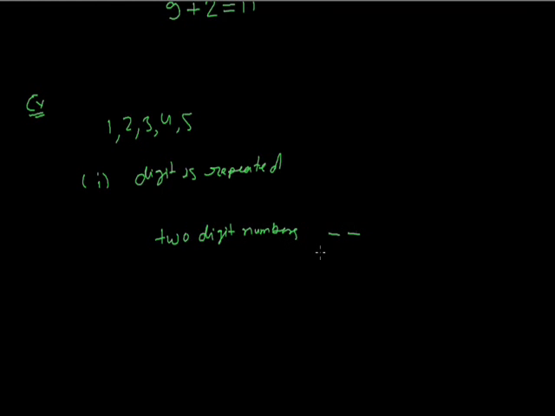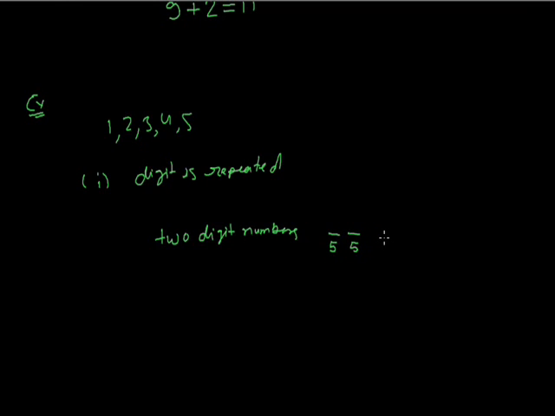So how can we fill this place? Because a digit can be repeated, we can fill it with any of the 5 digits 1, 2, 3, 4, 5. So we can fill this place with 5 digits, and we can also fill this place with 5 digits. Now the event is complete.